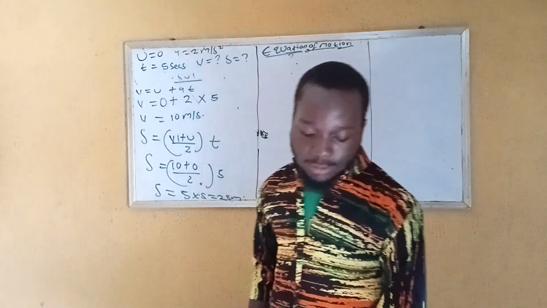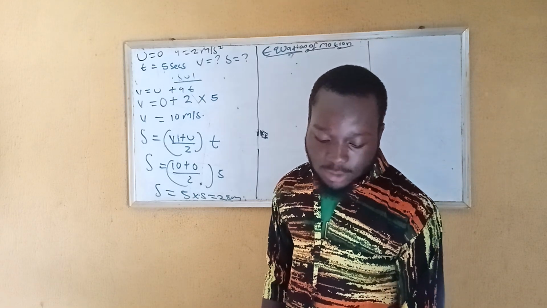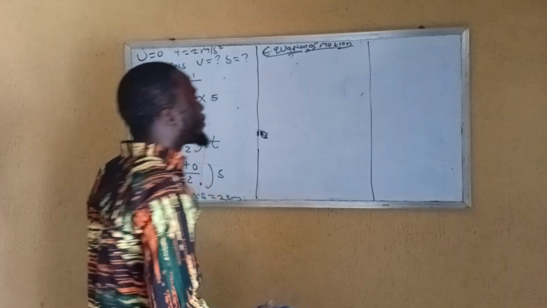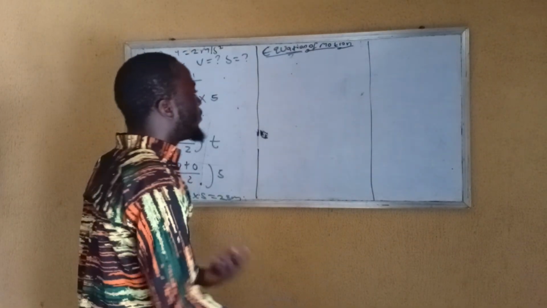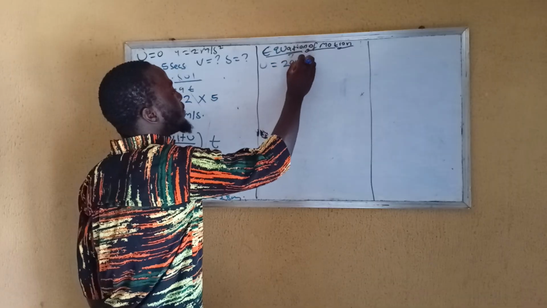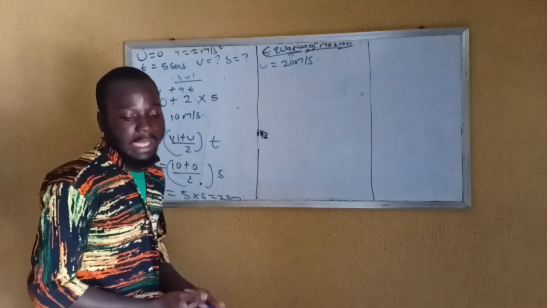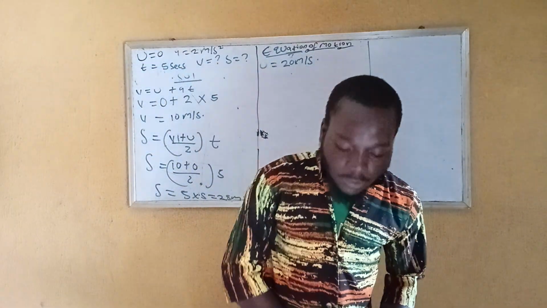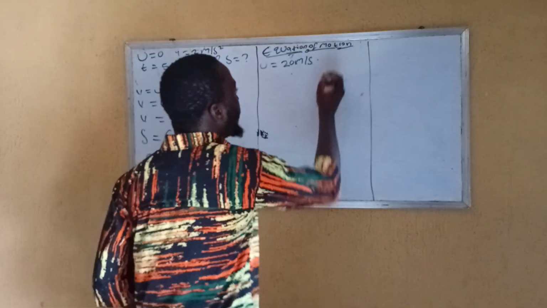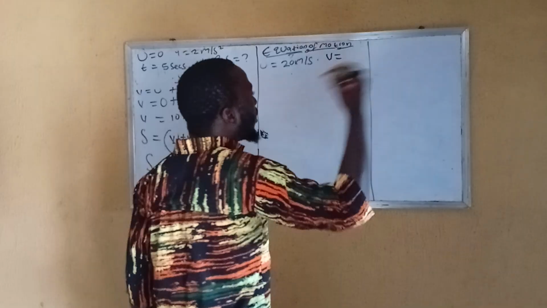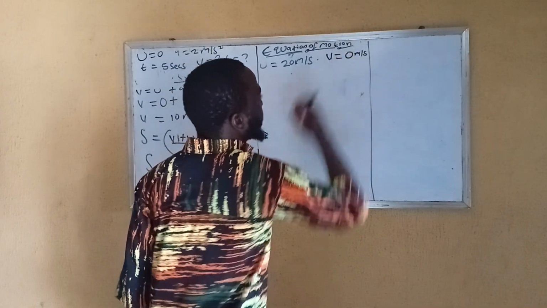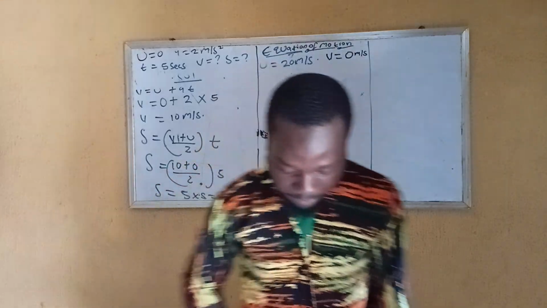We have a body moving at 20 meters per second. This is moving at 20 meters per second. The initial velocity u is 20 meters per second. Are you getting me? From that 20 meters per second it is now brought to rest. So in this case, your final velocity v is the one that is brought to rest, which is 0 meters per second. Hope you are following that.